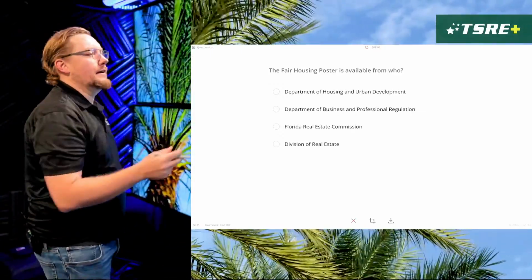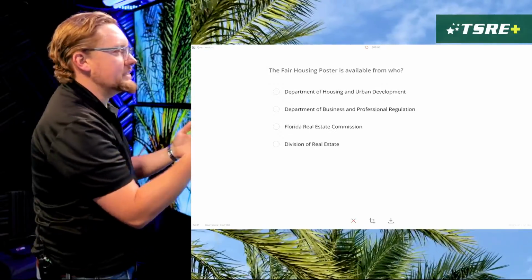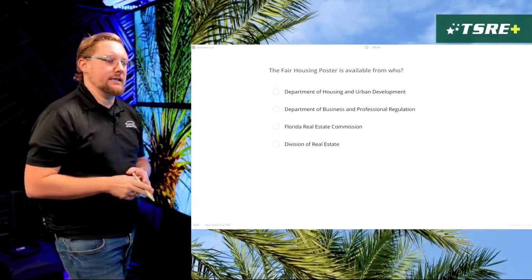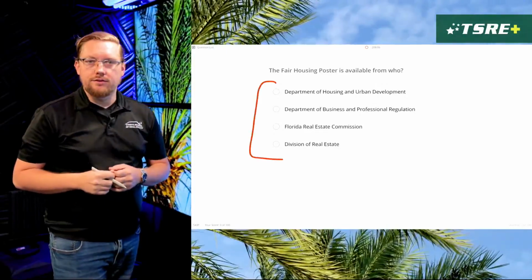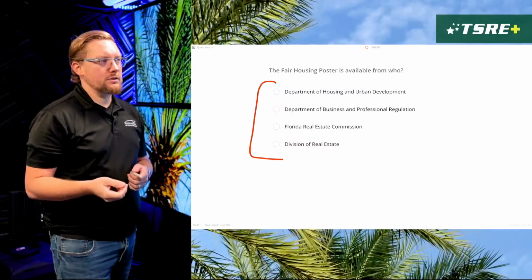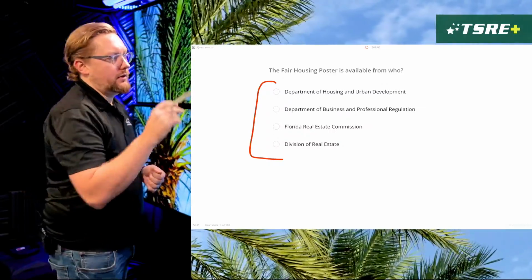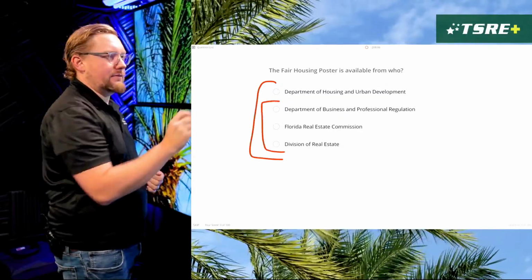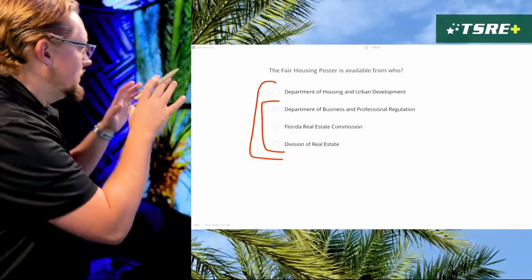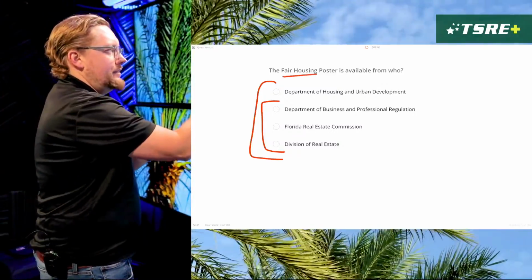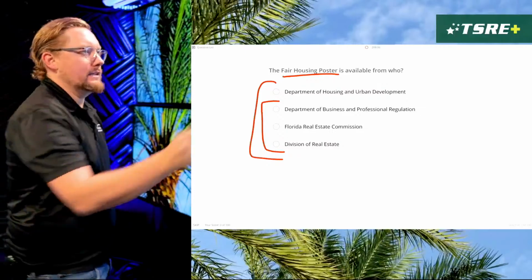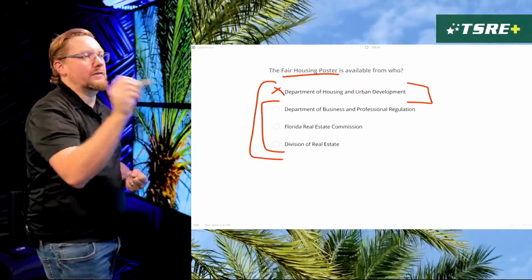So we've got the Department of Housing and Urban Development, the Department of Business and Professional Regulation, the Florida Real Estate Commission, and the Division of Real Estate. Now, these are all things that you would have learned about in your pre-licensing course. These three, however, are all going to be state level type of entities. And the Fair Housing Act, specifically the HUD poster, that's a federal program. And so the only one on here that is federal is the Department of Housing and Urban Development.